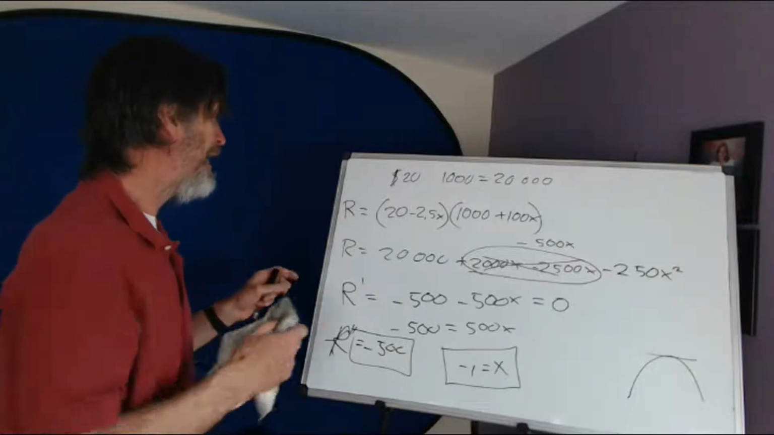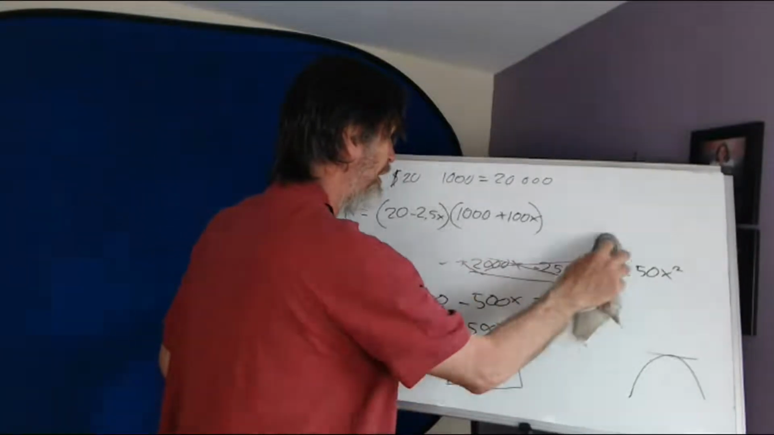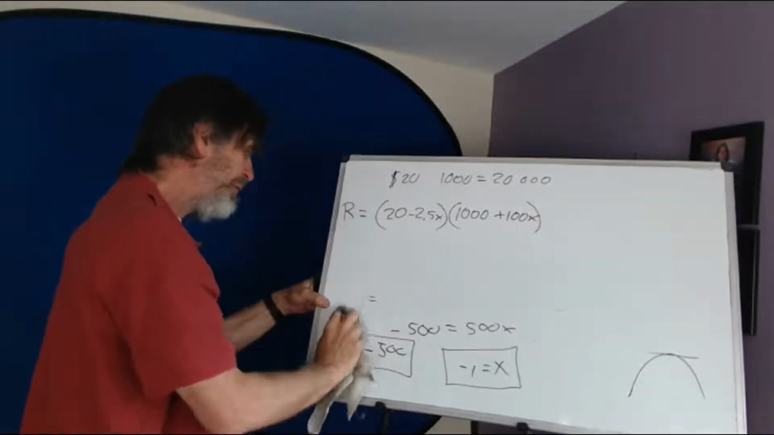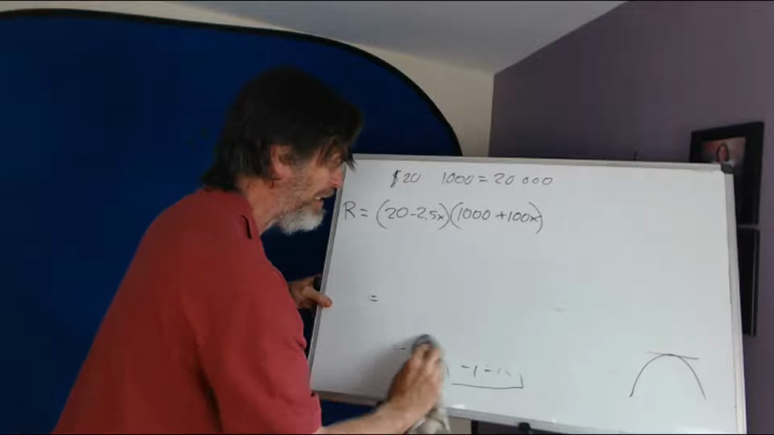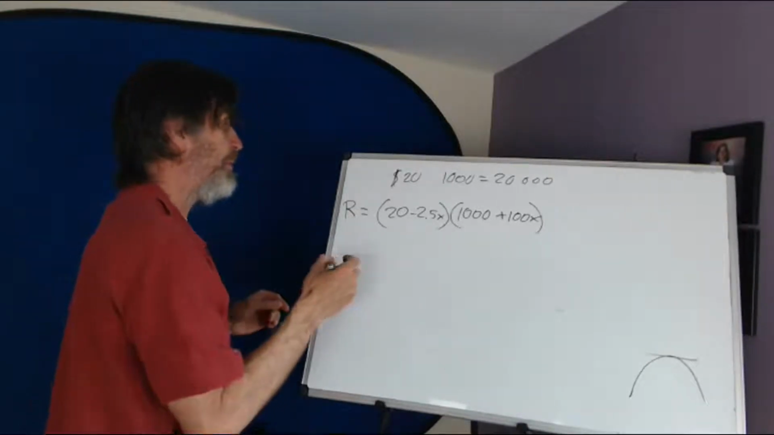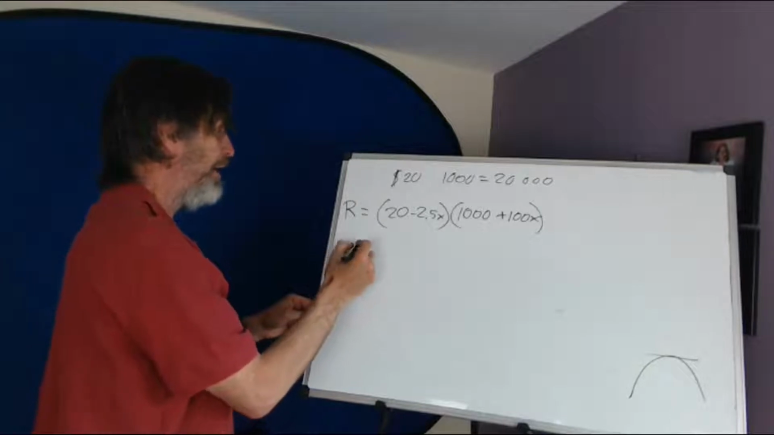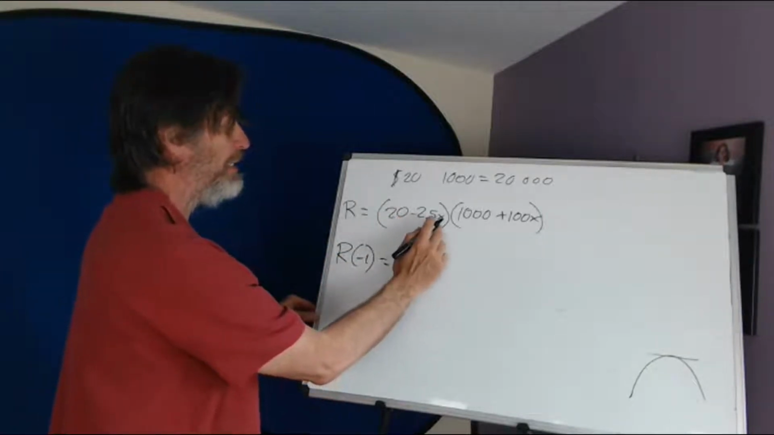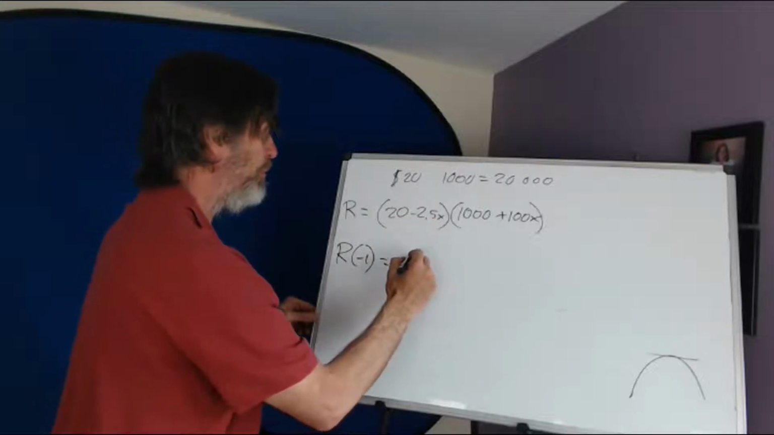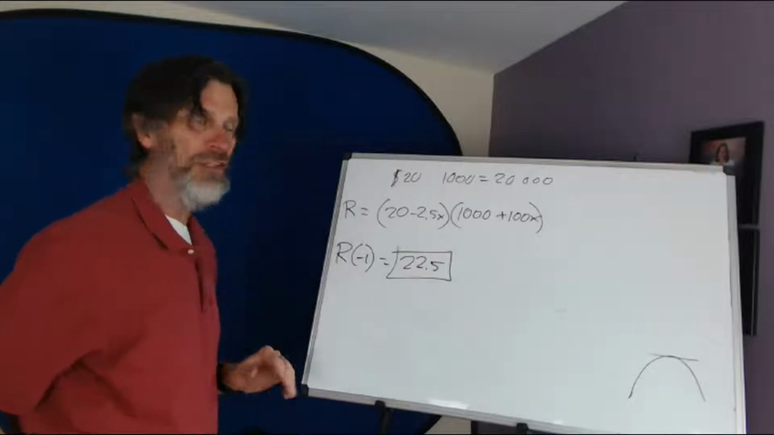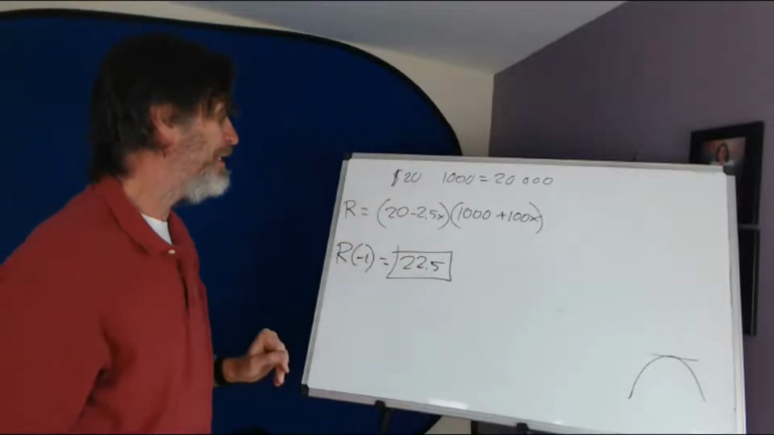Now I'm going to go back and answer the question that was posed. And the question posed was, how should they price their tickets? That's what everyone wants to know. Where should I set the ticket price to either maximize my profit, or in this case, maximize my revenue? So I'm going to calculate R of negative 1. That's going to be 20 minus 2.5 times minus 1, that would be 22.5. That's where they should price their tickets. There's the price per ticket.